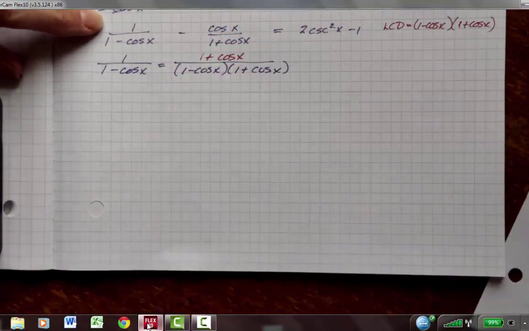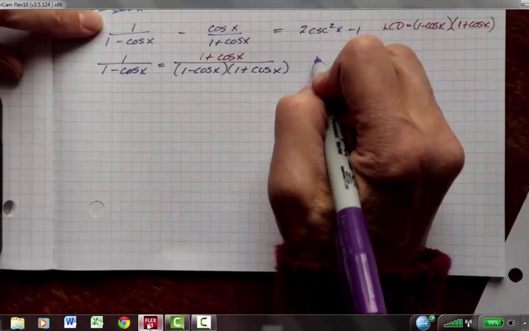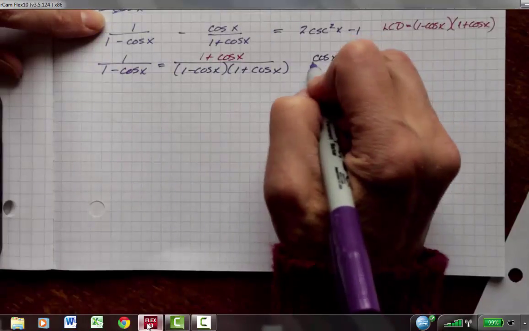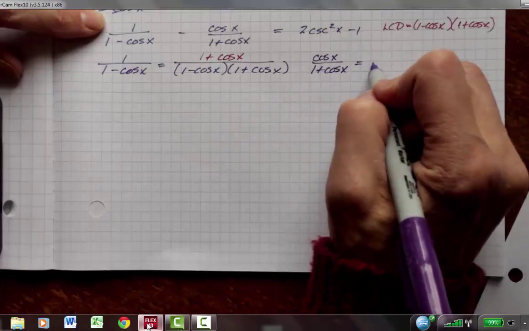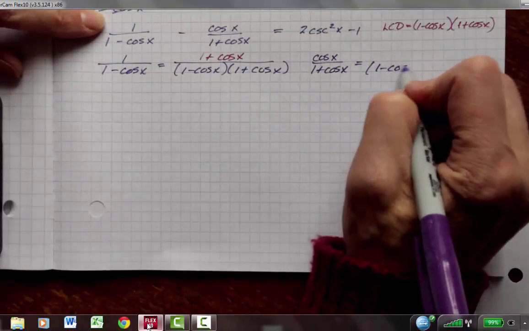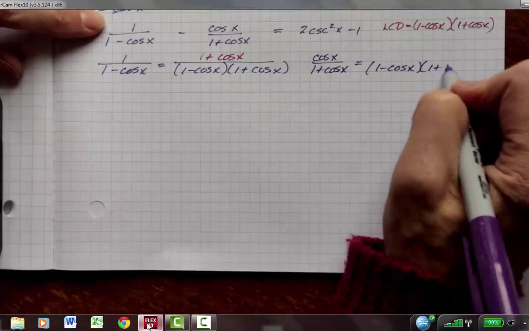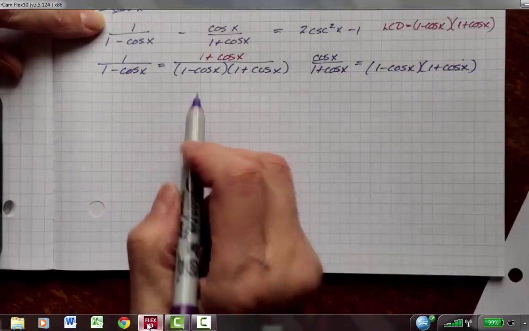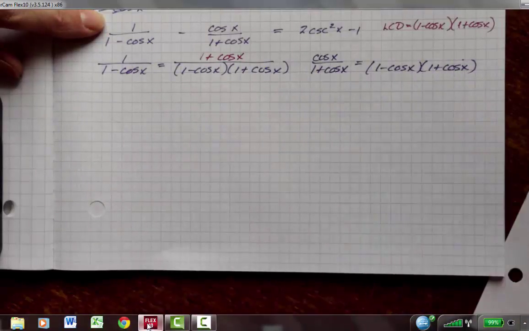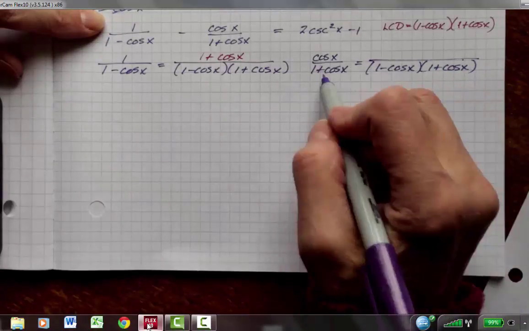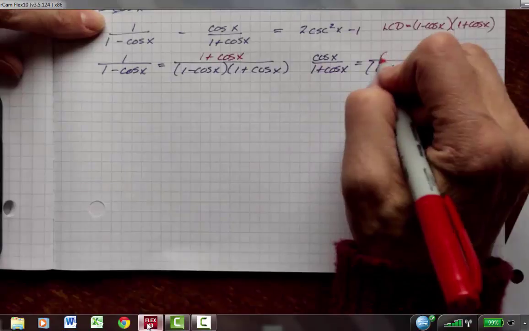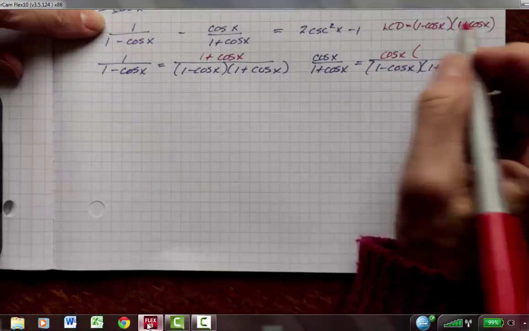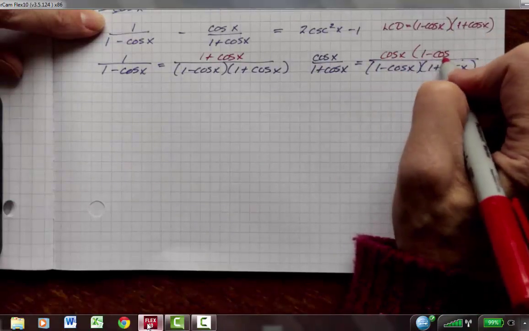And then I'm going to do the same thing with my second fraction. So I started off with cosine x over 1 plus cosine x. And I want to make it into a new fraction where this is my denominator. And what did I do to this denominator to get over here? Well, I multiplied it by 1 minus cosine x. So I'm going to take what I already have in the numerator and multiply it by 1 minus cosine x.